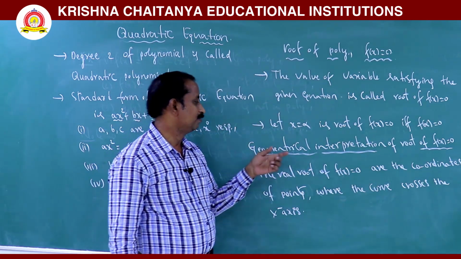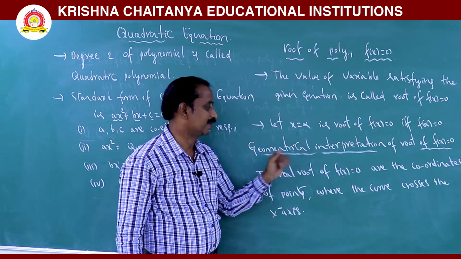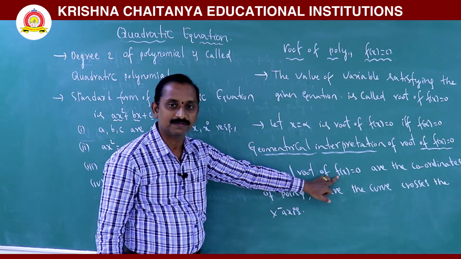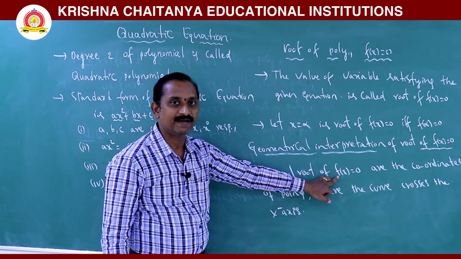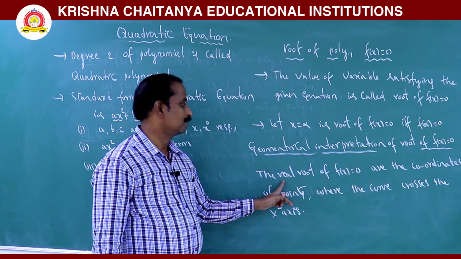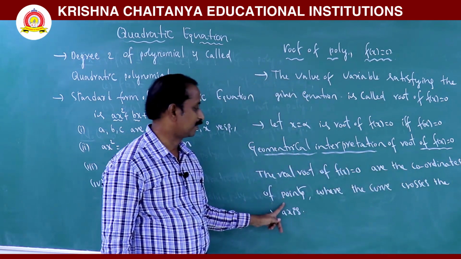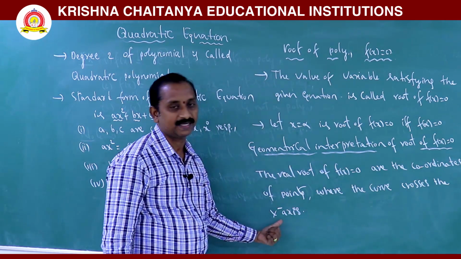We move to real roots in a geometrical way. We consider a polynomial f of x is equal to 0. Of the polynomial, what do we want? Real roots. How to identify real roots of the polynomial? The real roots of f of x is equal to 0 are the coordinates of points where the curve crosses the x-axis.